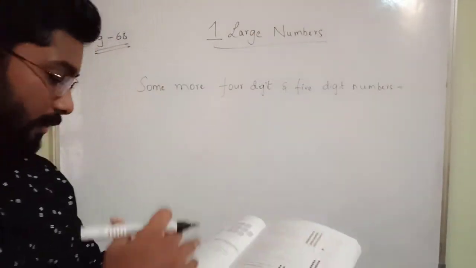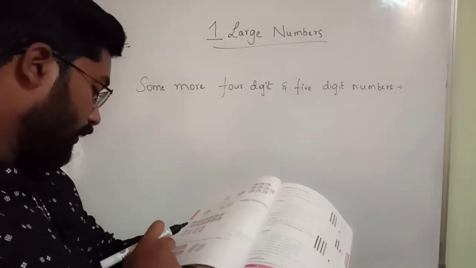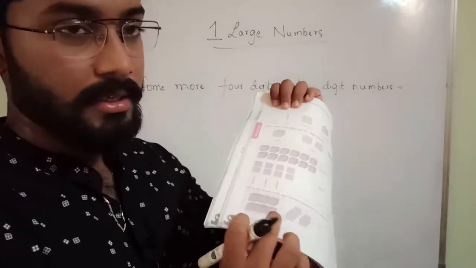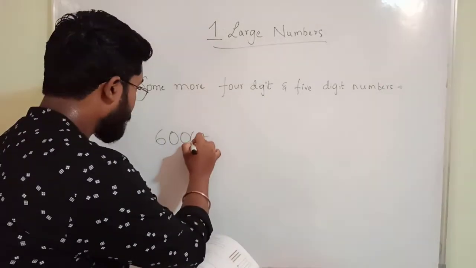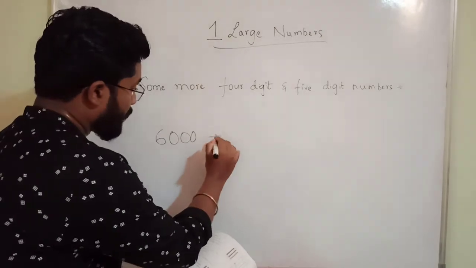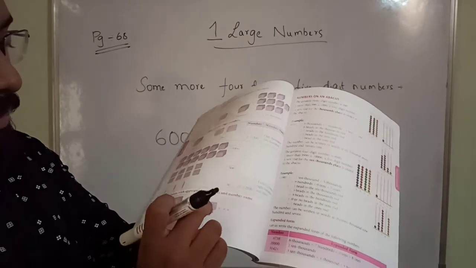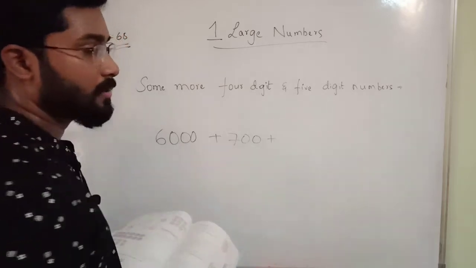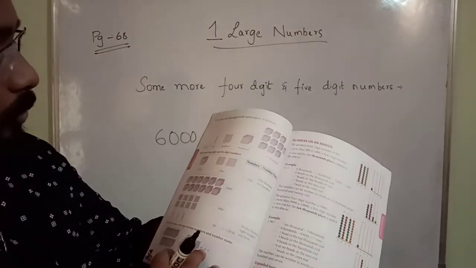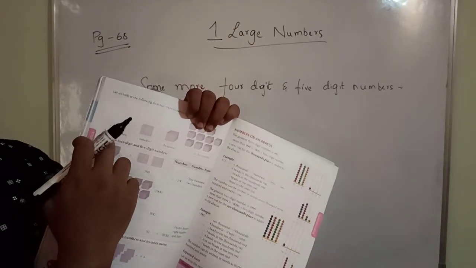Similarly, in the third box, what has he given? 1, 2, 3, 4, 5, 6. This is 6 boxes. That means the first 6 boxes represent 6,000. Next, 100 boxes, how many? 1, 2, 3, 4, 5, 6, 7. 7 boxes means 700, plus 2 small boxes. 1 means 2.